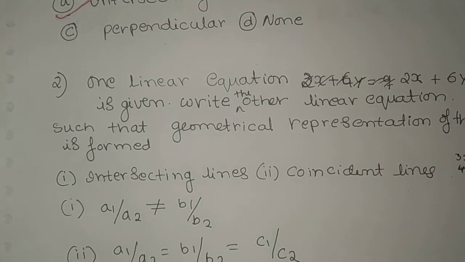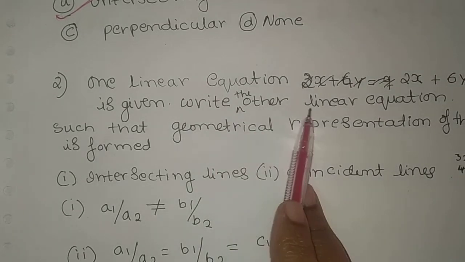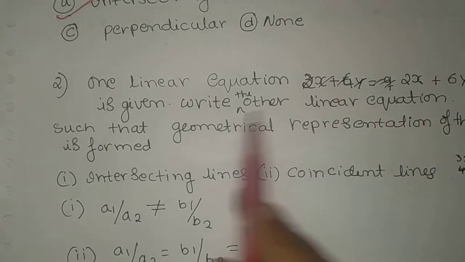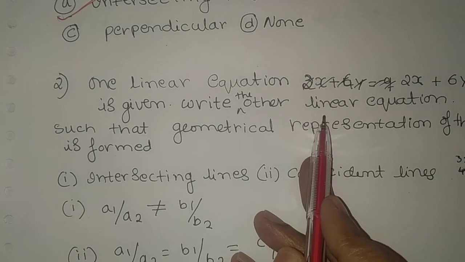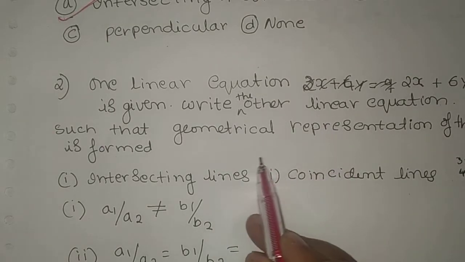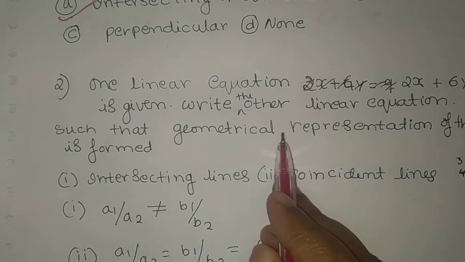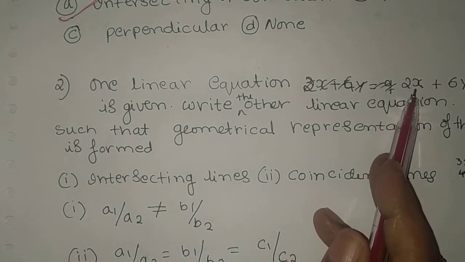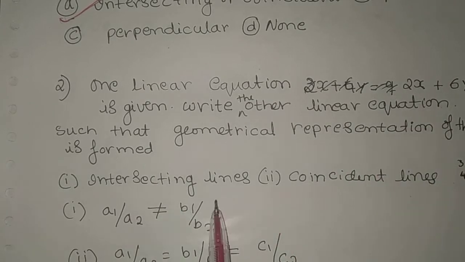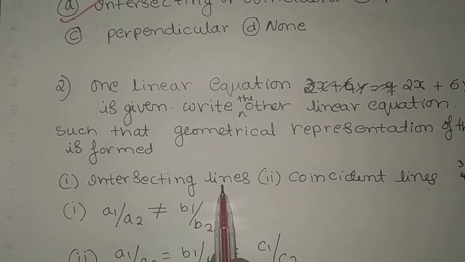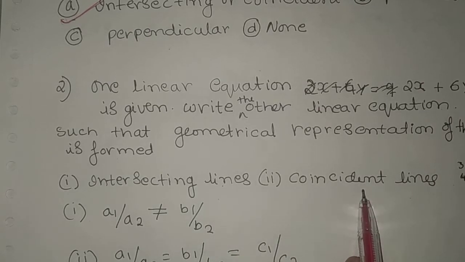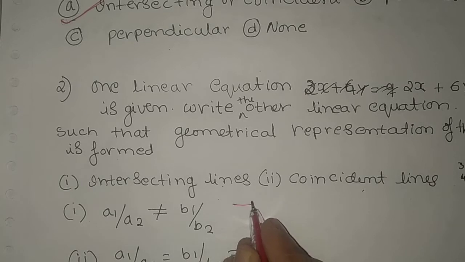Next question. One linear equation is given, 2x plus 6y is equal to 9. Write the other linear equation such that the geometrical representation of the pair is formed. So here one equation is given, and we have to find another equation. There are two conditions here, intersecting lines and coincident lines. We have to form equations for these two cases.